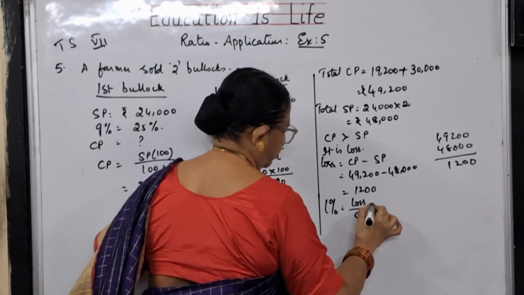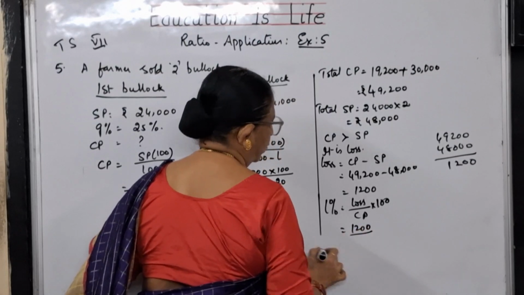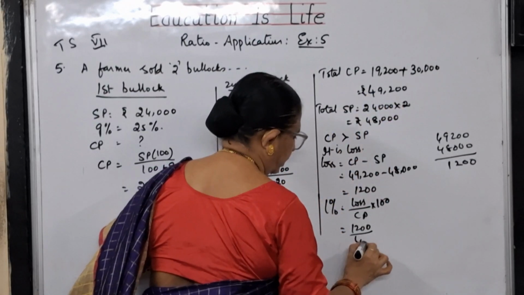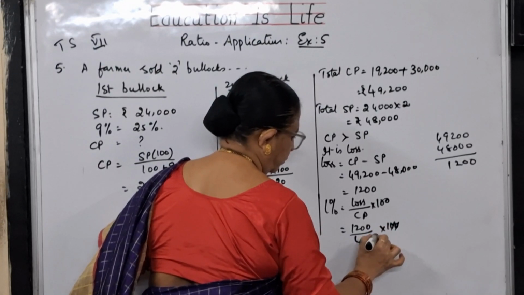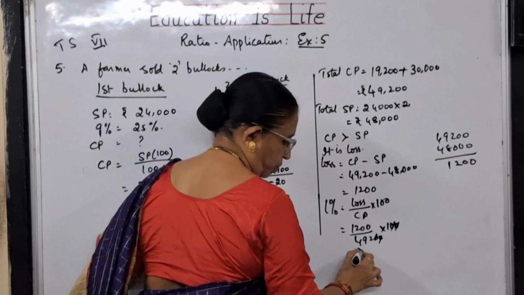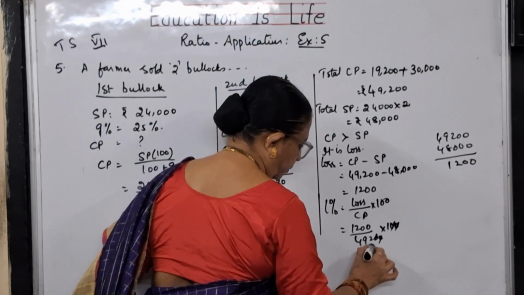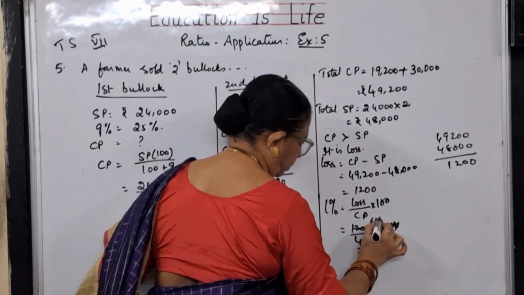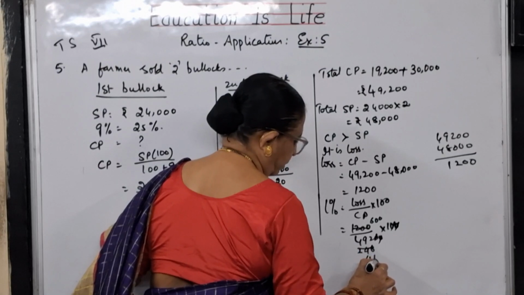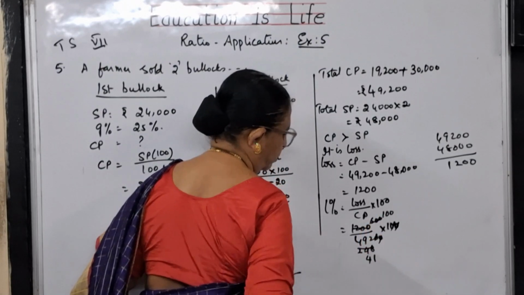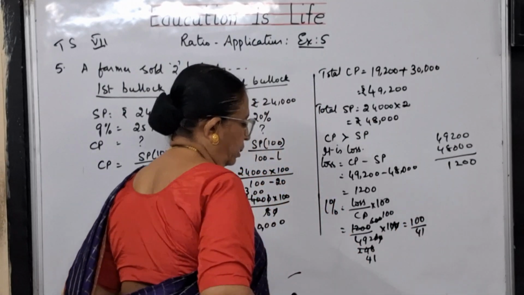Loss percent is loss by cost price into 100, that is equal to 1200 by total cost price 49,200 into 100. So these two will get cancelled. 2 twos are, and 2 fours are, 2 sixes are 0 0. Again 6 fours are 24, 6 ones are 6, 100. So what are you getting, children? 100 by 41 you are getting.